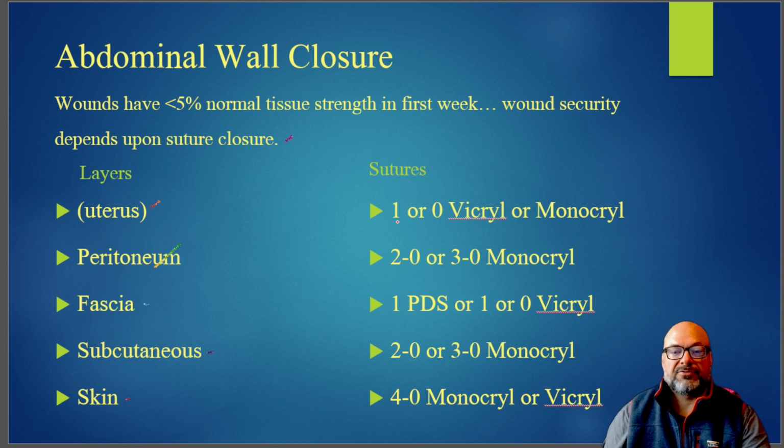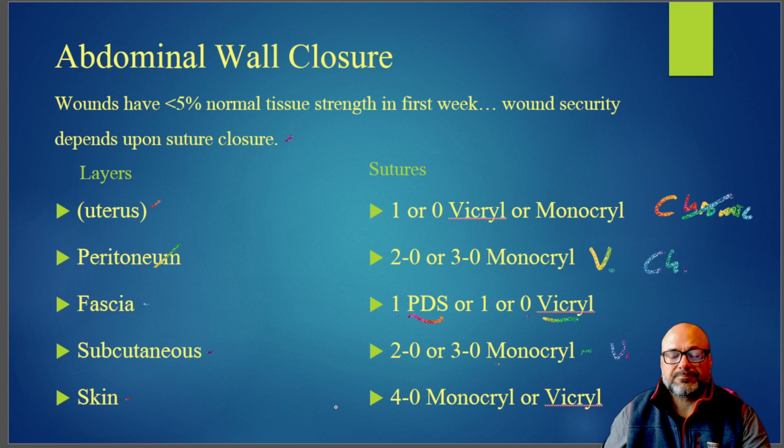For the uterus, we usually use a 1 or a 0 Vicryl or Monocryl. Every now and then you'll see someone who has a little bit of an old school approach that'll use chromic on it, but that's pretty rare. For the peritoneum, if somebody's going to close that, usually Monocryl, but occasionally you'll see Vicryl and very rarely you'll see chromic. For the fascia, PDS or Vicryl, a bigger suture, so a 1, 0 Vicryl is acceptable. For the subcutaneous space, usually a 2 or 3 Monocryl. Again, occasionally folks will use Vicryl, very, very rarely chromic.